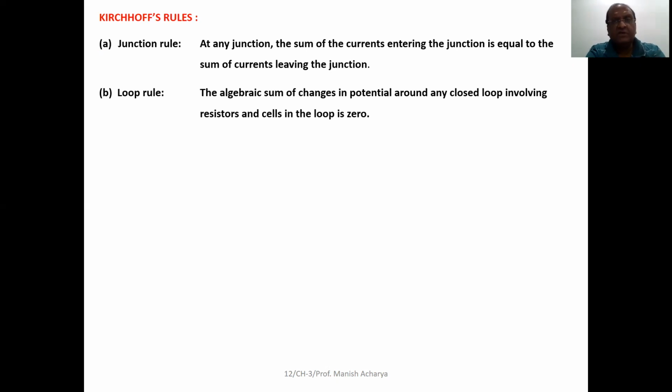Actually, this junction rule is the consequence of the law of conservation of electric charge. Now see here, as per the law of conservation of electric charge, we know this: at any point, charge will not be accumulated, charge will not be destroyed, and new charge will not be produced. So here the current is constituted due to flow of charges.